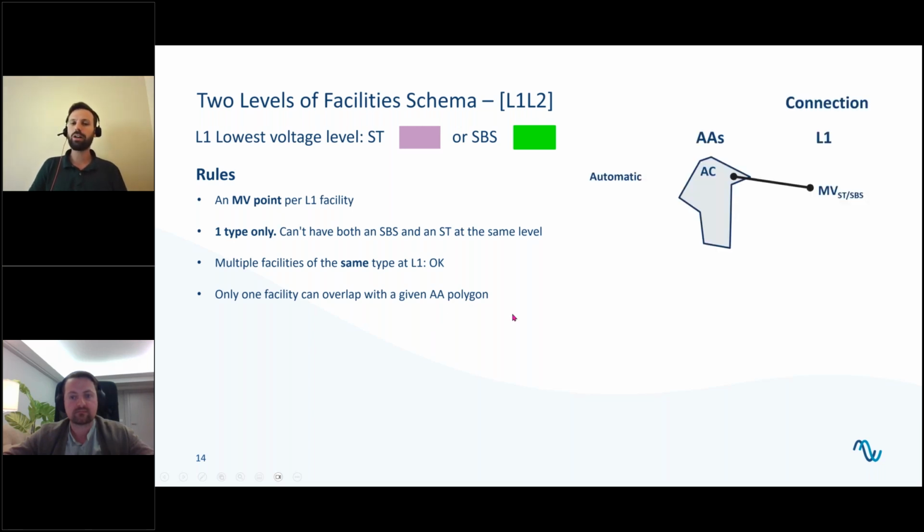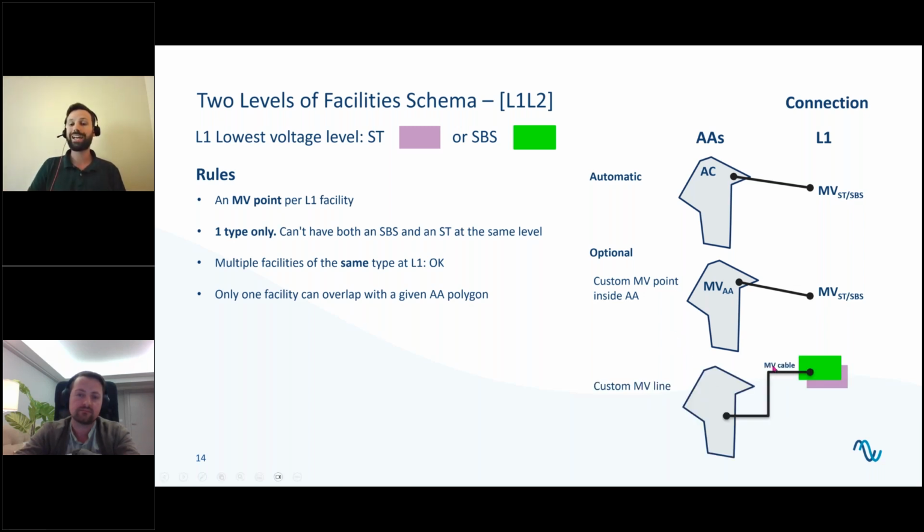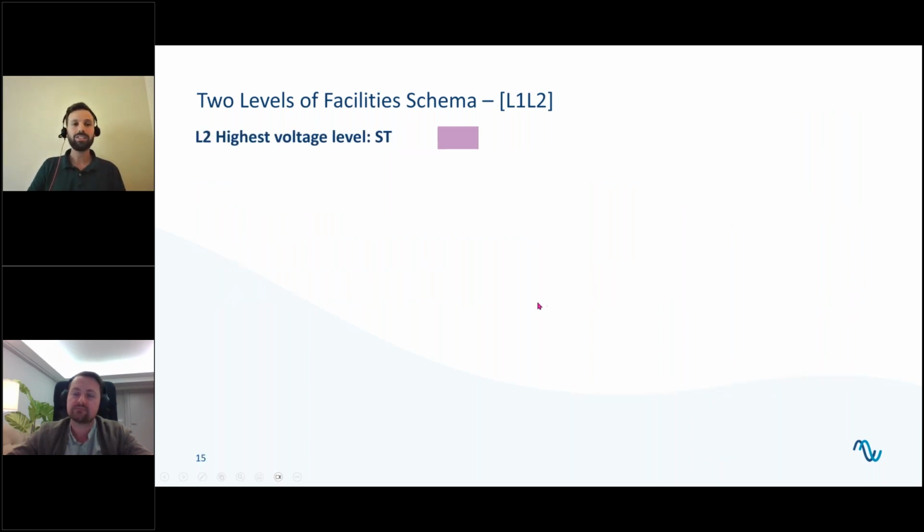But what about the connections? The connections are done automatically if you don't do anything between the AC point, which is the gate of your available area, and the MV point inside your L1 facility. Optionally, you can define an MV point inside your available area, then the connection will be between MV point and MV point. Finally, you can draw a custom MV cable connecting the available area and your L1 facility.